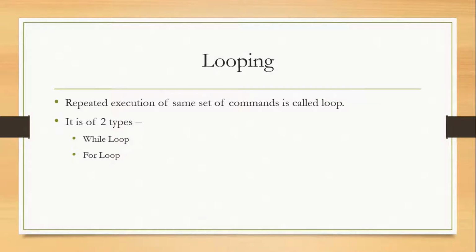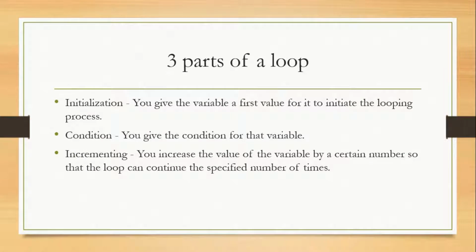There are many kinds of loops, but in this video, I'm going to show you two types, which are while loop and for loop. A loop has three parts. Initialization. You give the variable a first value for it to initiate the looping process. Condition. You give the condition for that variable, and incrementing, you increase the value of the variable by certain number so that the loop can continue the specified number of times. Now let me show you an example of the while and for loops.